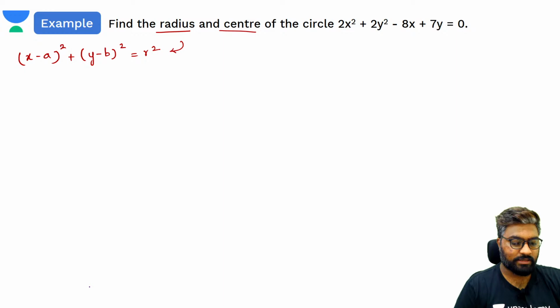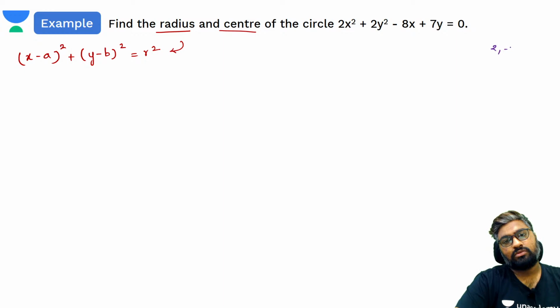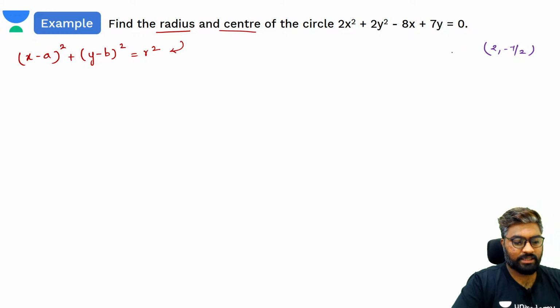Okay, Swati says 2 and minus 7 by 2. Okay. That's the center, Swati. 2 comma minus 7 by 2. Okay, this is the center. What about the radius? Hi Shreyashi, no issues. Join in, join in.